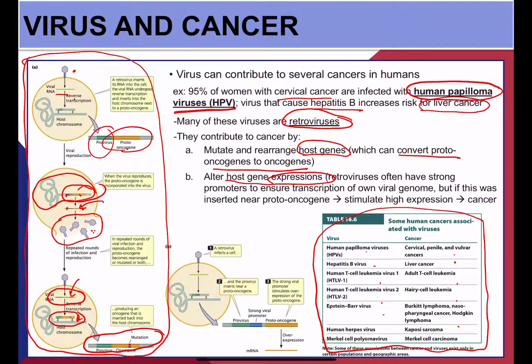Now, retroviruses usually have what's called strong promoters, because they have to ensure transcription of their own viral genome. And that's why they are more likely to be turned on and more likely to be transcribed. Now, if this provirus, along with its viral promoter, happens to insert itself next to a proto-oncogene or even close to a proto-oncogene, it will stimulate a very high expression. And that stimulation of the proto-oncogene can also lead to cancer. Remember, proto-oncogenes are supposed to allow the cell to progress at a controlled rate. But if it's overstimulated, that's going to cause uncontrolled cell division more than it should, and that can drive your very first mutation to a cancer cell.